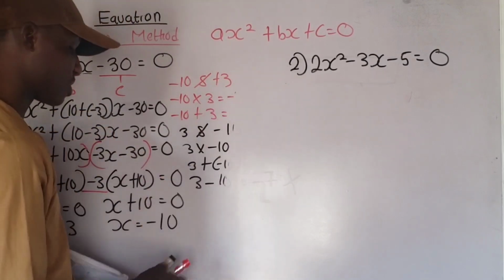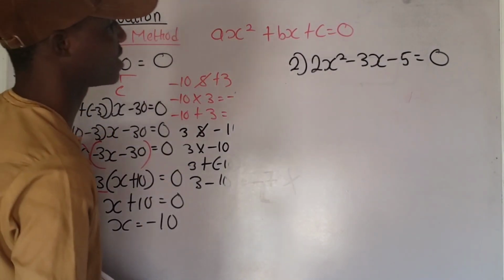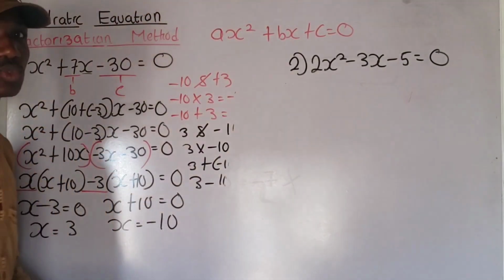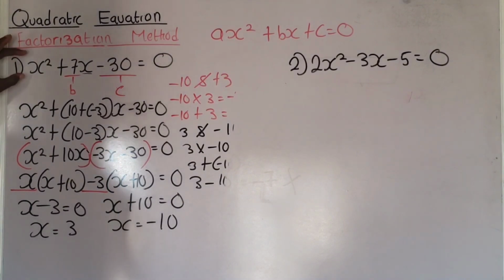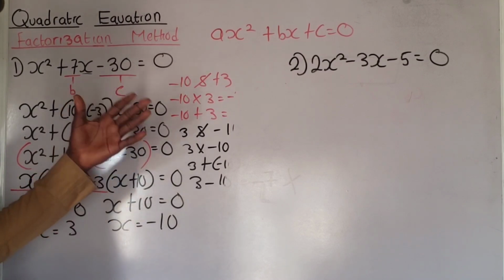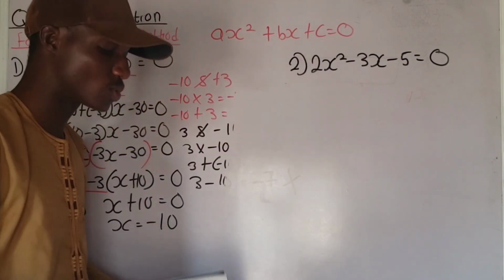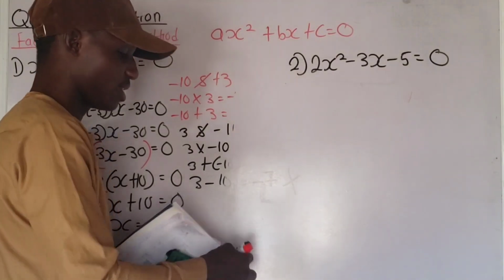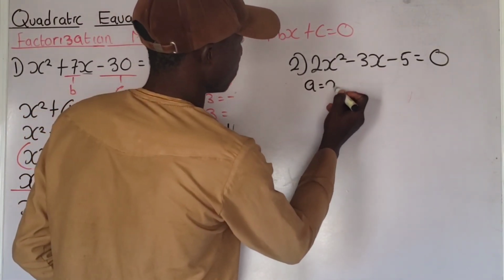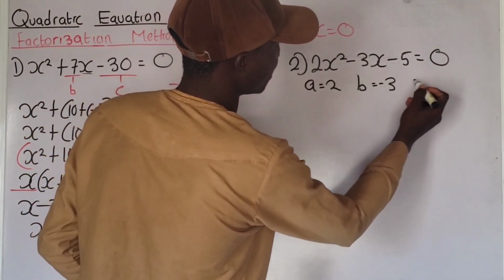How do we solve this quadratic equation? You can see that in the second quadratic equation that we are asked to solve, the value of a is not unity. You can see a is not 1. If a is 1, we can easily proceed as we did with this one. But in this quadratic equation, a is not 1. So how do we go about this? Here, a is 2, b equals negative 3, and c equals what? Negative 5.